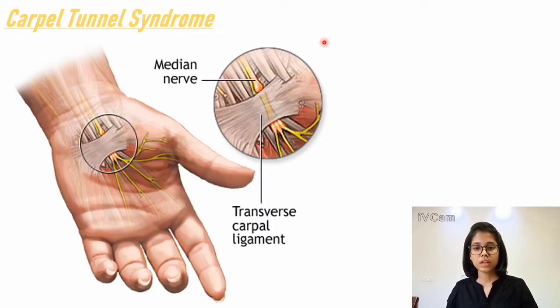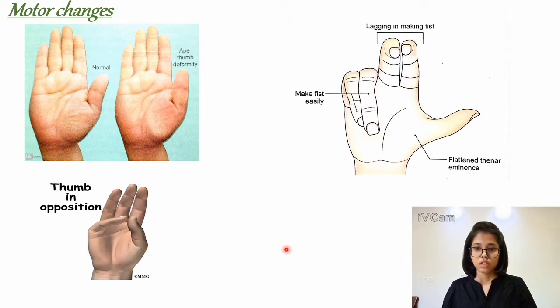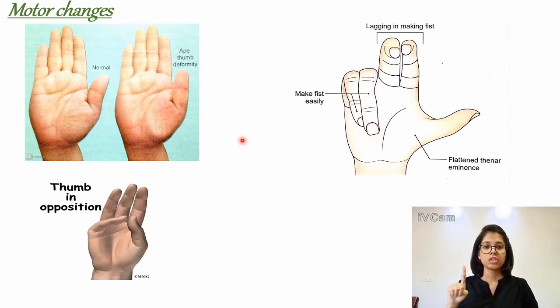Coming to the clinical aspect. Now, if the median nerve is compressed in the carpal tunnel of the wrist, this causes carpal tunnel syndrome. So here it shows the area of compression of the median nerve beneath the transverse carpal ligament. This syndrome includes motor, sensory, vasomotor and trophic symptoms.